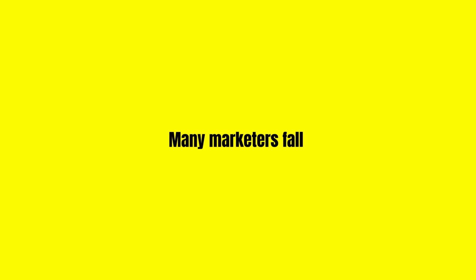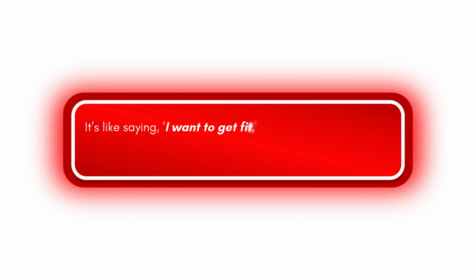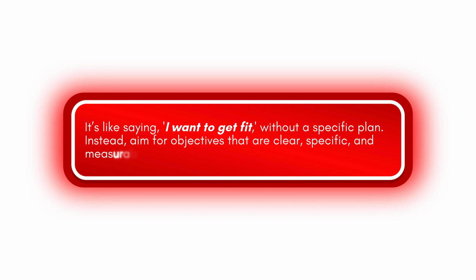Let's talk about common mistakes that marketers often make when setting campaign objectives. Many marketers fall into the trap of being too vague or broad with their objectives. It's like saying, "I want to get fit," without a specific plan. Instead, aim for objectives that are clear, specific, and measurable.